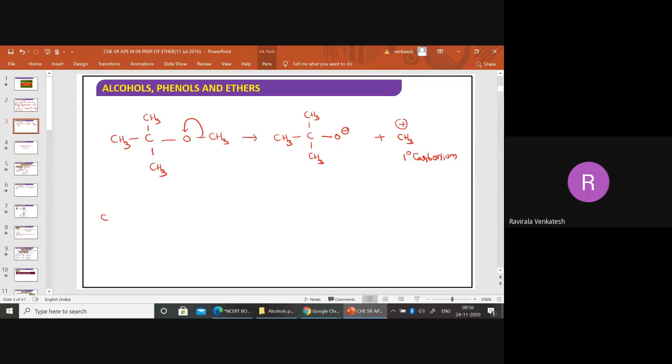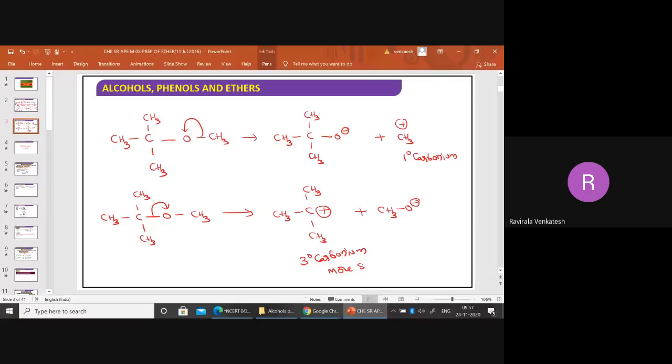Now if I take it reversely like this. CH3, again CH3, CH3, O, CH3. Now if this bond is shifted reversely like this, what are we going to get? CH3, CH3, positive charge, plus CH3, O minus. Now this one is a tertiary carbonium. Tertiary carbonium. Now, which is more stable, primary or tertiary?